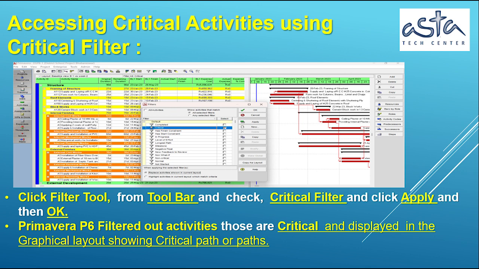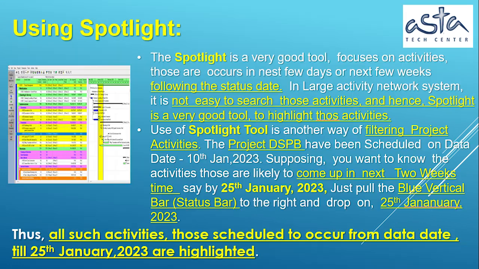Primavera P6 filters out the activities that are critical and displays them in the graphical layout, showing the critical path or paths using Spotlight. The Spotlight is a very good tool. It focuses on activities that occur in the next few days or next few weeks following the status date. In a large activity network, it is not easy to search for those activities, and hence Spotlight is a very good tool to highlight them.